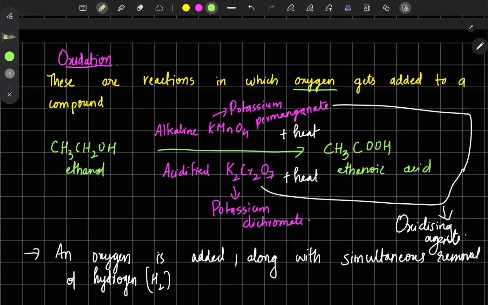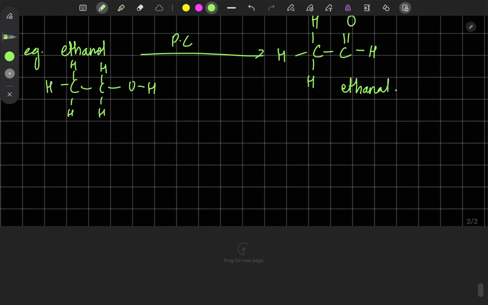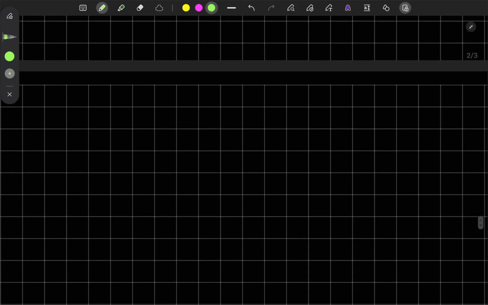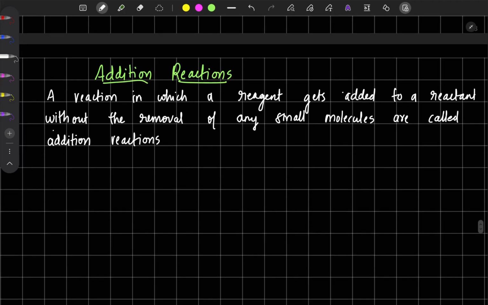Now we can study the third type of reaction, which is addition reactions. I will write the definition of addition reactions. Read this: a reaction in which a reagent gets added to a compound, or reacted, without the removal of any small molecules. We can study this using an example.